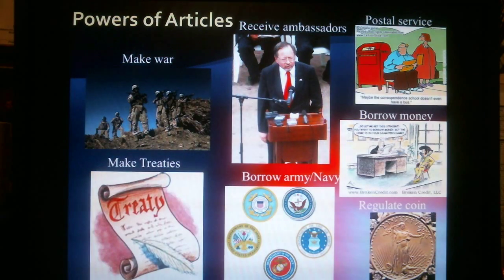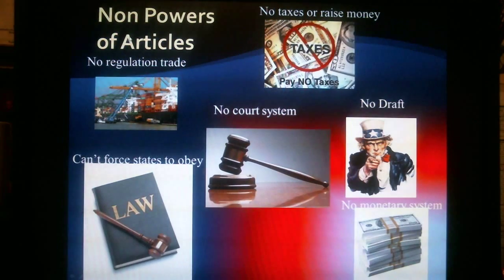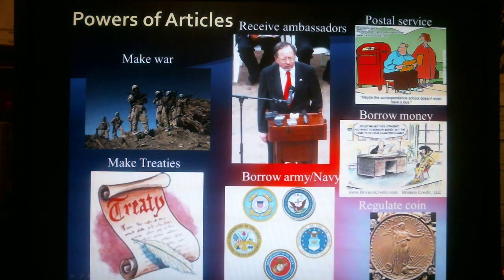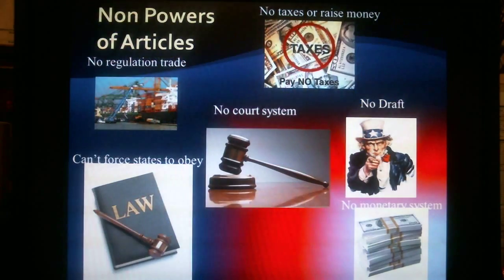Here is a breakdown of the powers and non-powers of the Articles. We're going to go through these a little bit more tomorrow in class, but I just want to show them to you now so you can see those. That's going to end the first video here, and then we're going to get into your second video about the setup of the new Congress and the new system.